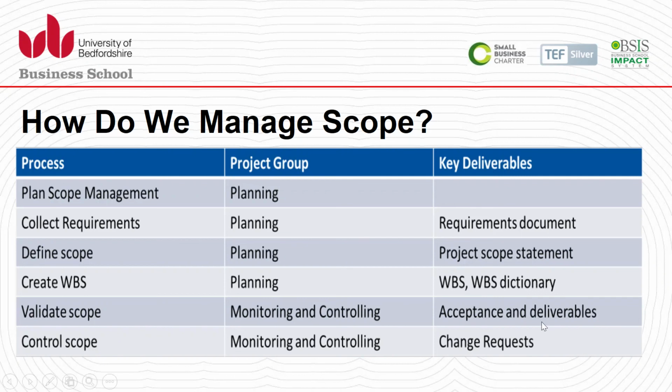Acceptance of deliverables, when we validate the scope, is documented, and change requests are one of the documents that needs to be created and maintained for controlling the scope. So we need to know this. This is very, very important, because if the project is doing work which is not mentioned in the scope, it is going to be a project which is never ending.